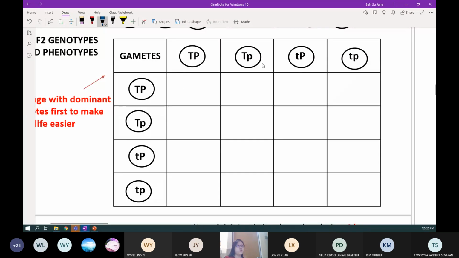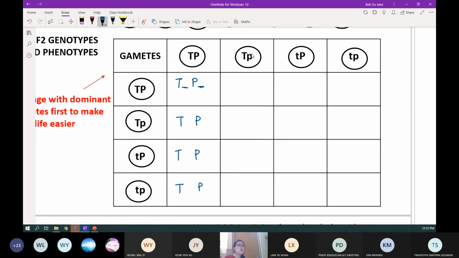So what do we do? We do it row by row first. So big T, big P, we know that dominant will be in front. So we're going to write a big T, leave a space, write a big P, leave a space. Then we're going to do it for the rest. Make sure you leave some space at the bottom area for your phenotype later. Then you write big T, big P, leave a space. Big T, leave a space, big P. Big T, leave a space, big P. Nice.